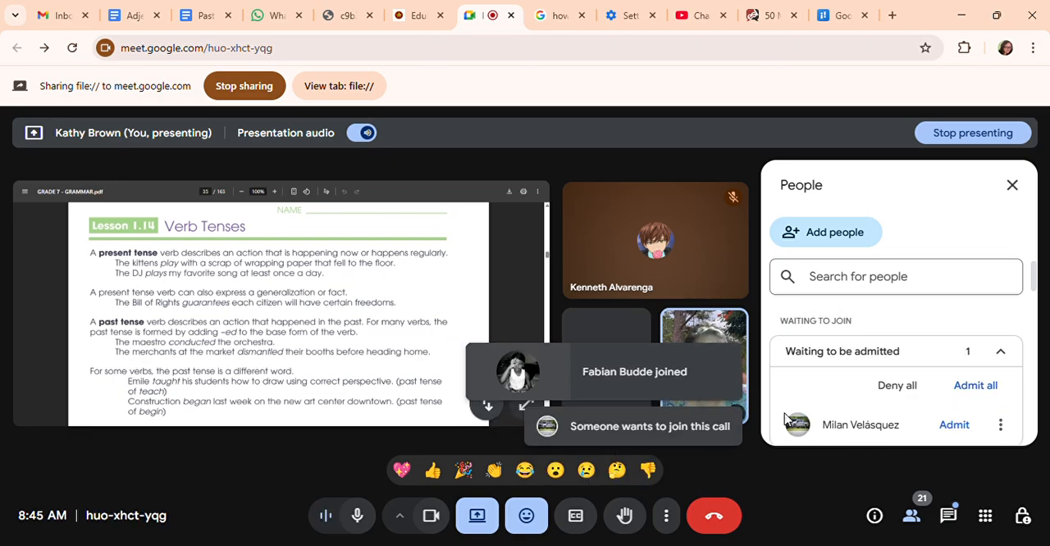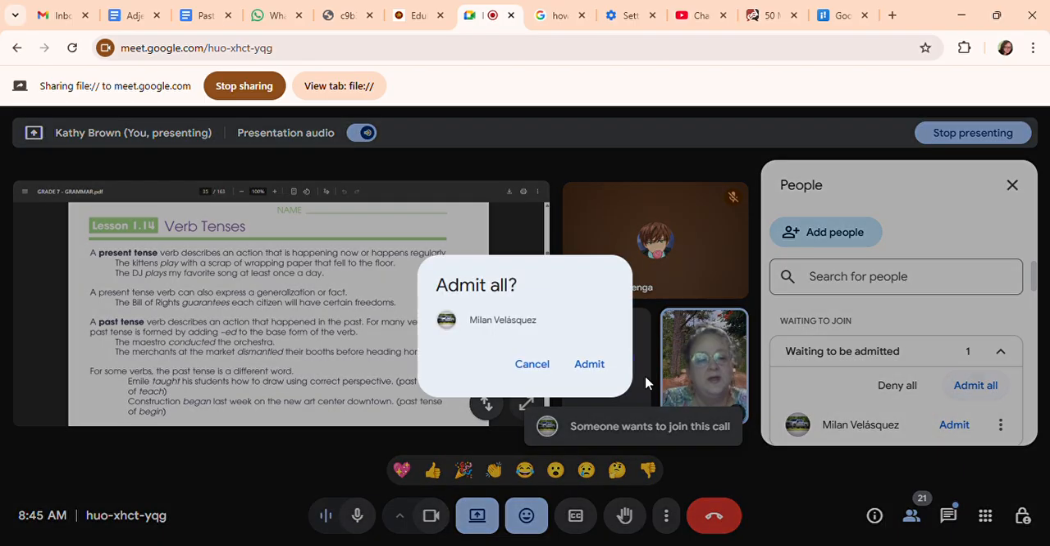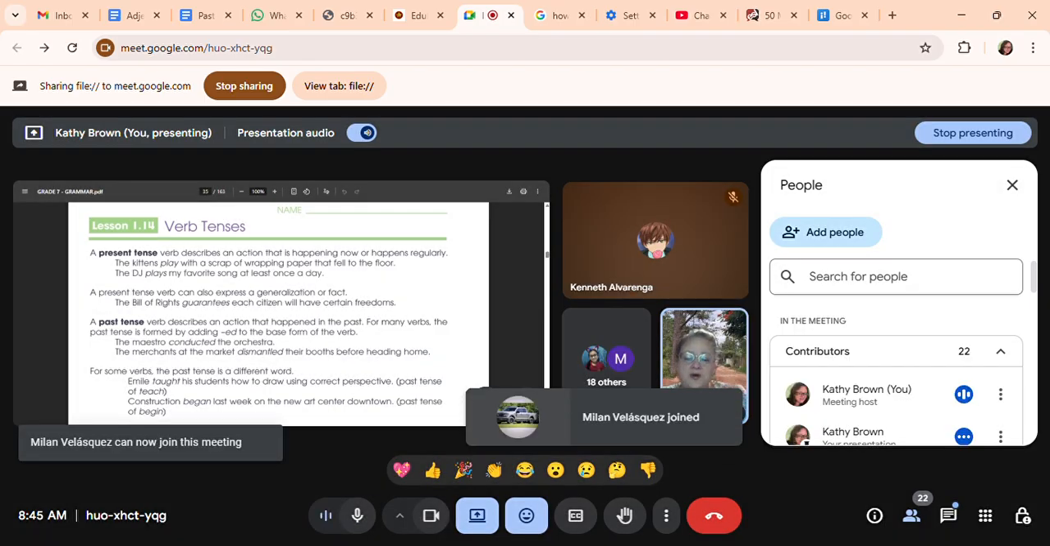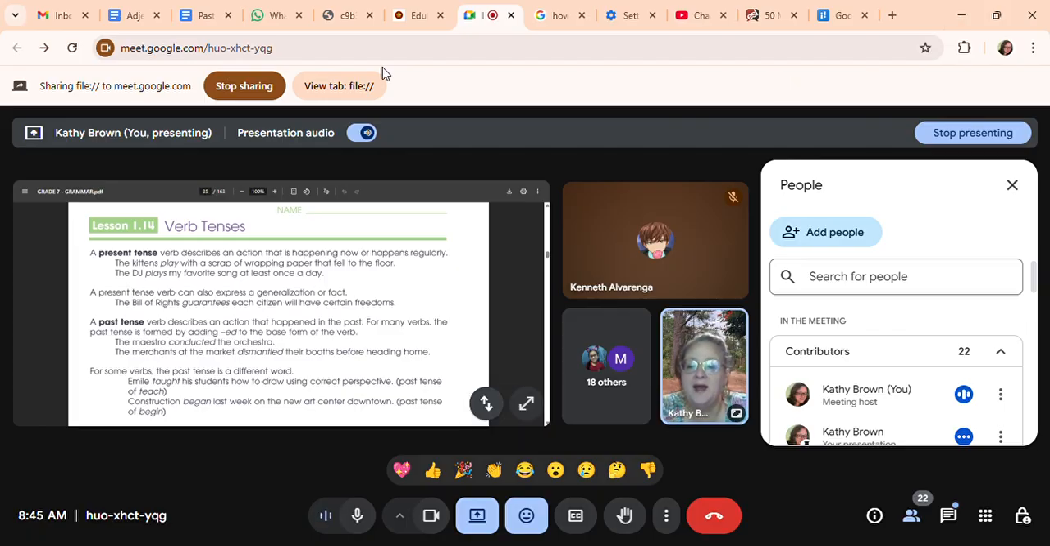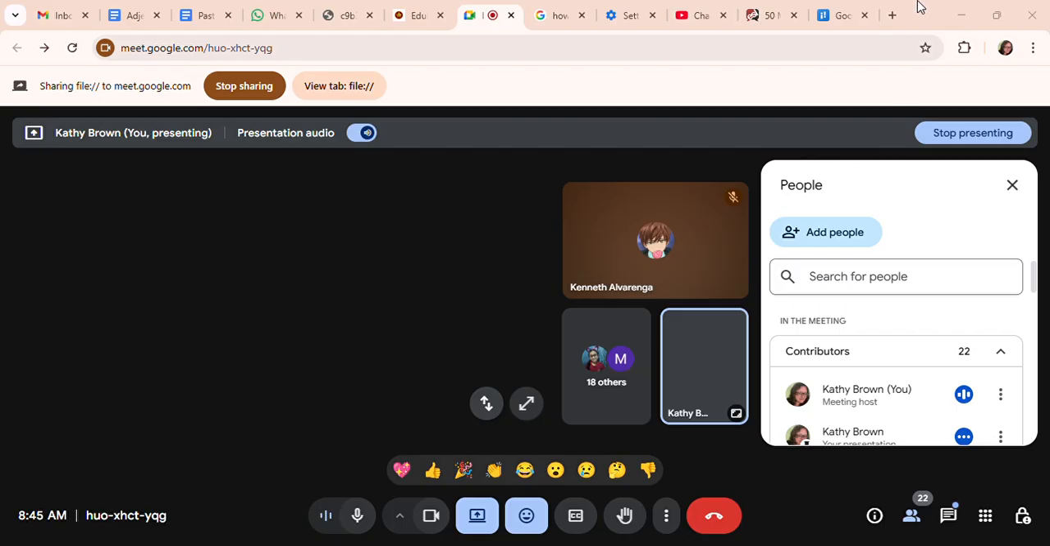So today we are going to be talking about verb tenses and really mainly about, hi Milan, mainly about past tense, but we want to know the difference. So we're going to be comparing the tenses to each other as we go. I'm trying to find my screen that I can go to and see it bigger because I'm old.